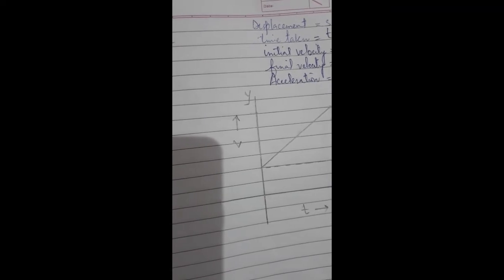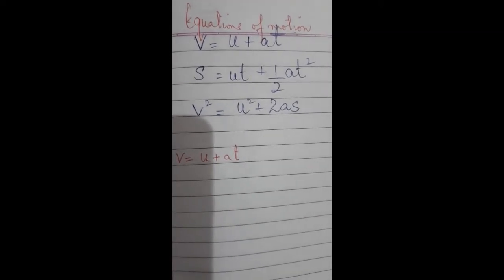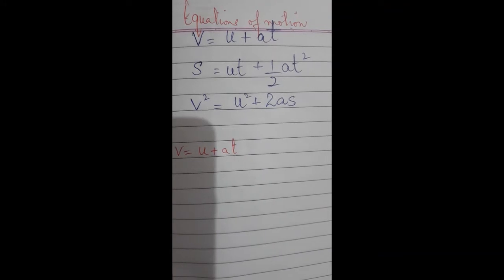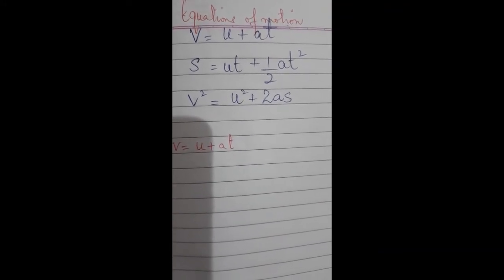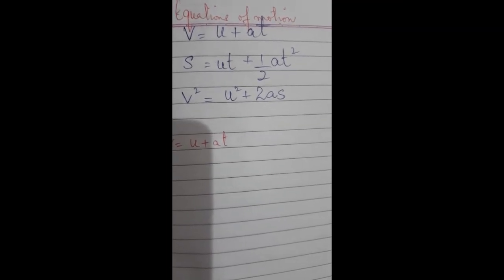The word kinematic means something in motion. So these equations are, the first one is V is equal to U plus AT. S is equal to UT plus 1 half of AT square, and V square is equal to U square plus 2 times AS. These are the general forms of these equations.